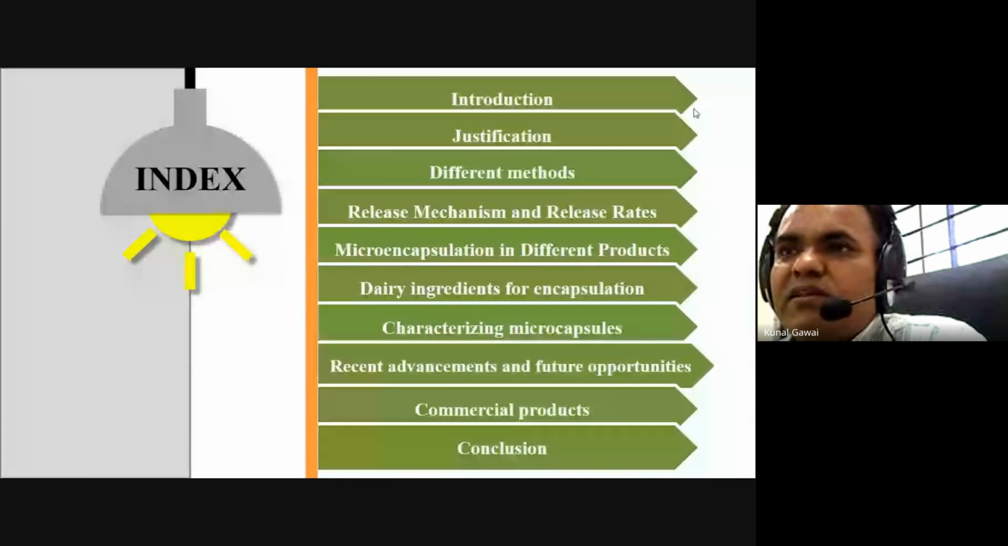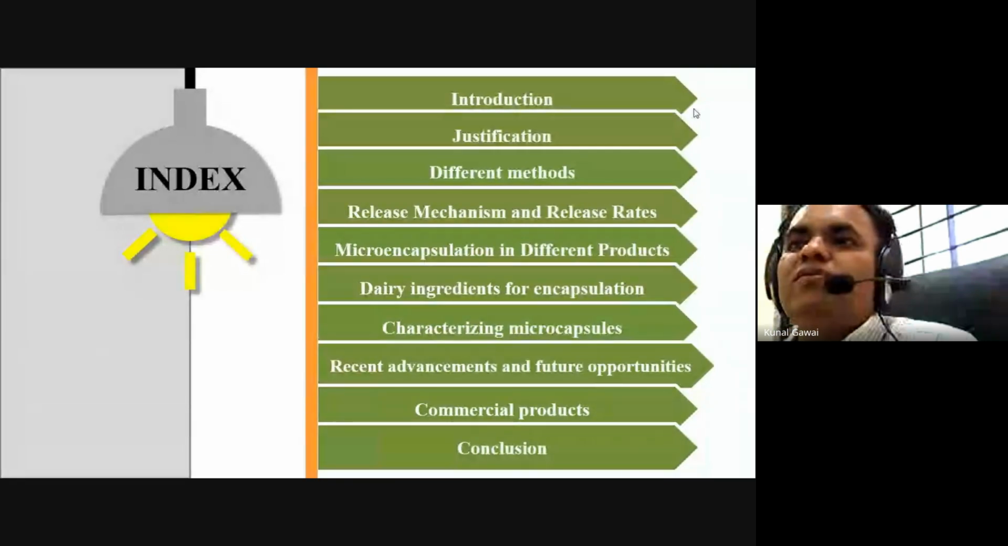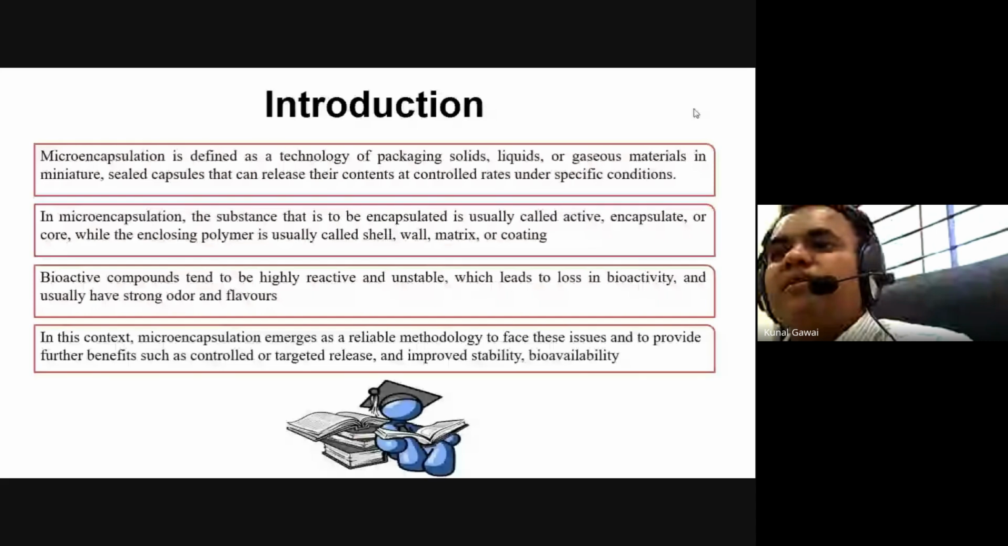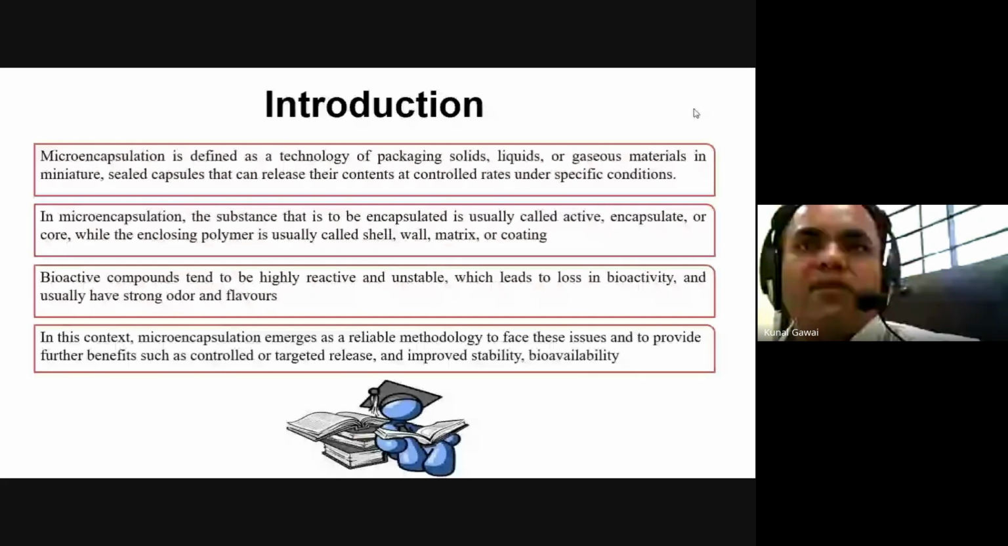So we will learn about dairy ingredients for encapsulation, then characterizing these microcapsules, recent advancement and future opportunity, and finally we will conclude this talk.